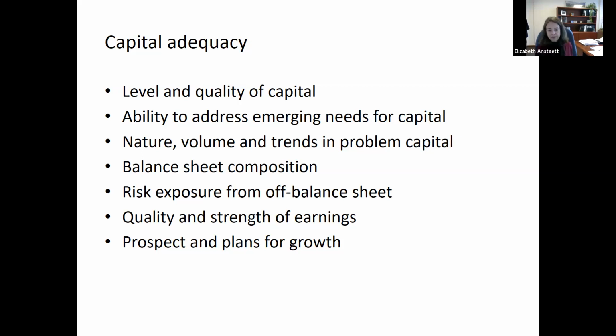Is it diversified? Are there off-balance sheet areas where they have risk? That's a big focus these days. Ties in with the earnings, which is another category. And really, what is their plan for the future? How are they going to maintain and grow the current capital?